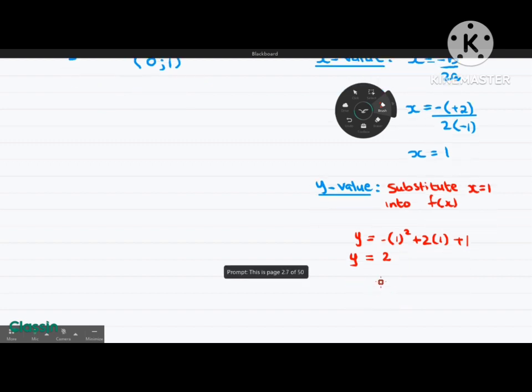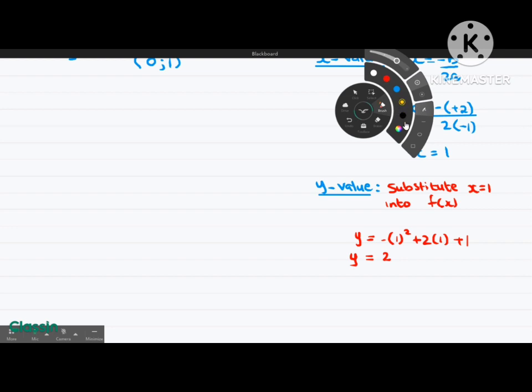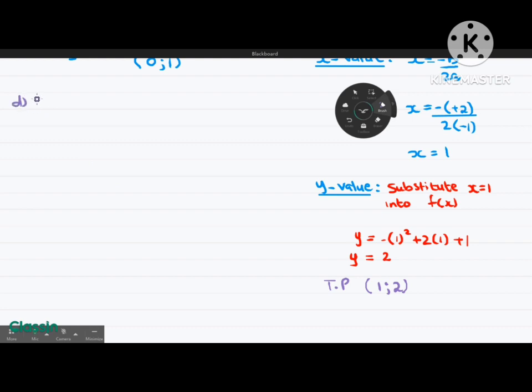Because they wanted the coordinates, it means that we would write the coordinates of the turning point. Therefore, our turning point will have the coordinates 1 and 2. So we have now finished finding the x-intercept, the y-intercept, the coordinates of the turning point, and now the fourth question, question number D. It says, sketch the graph.